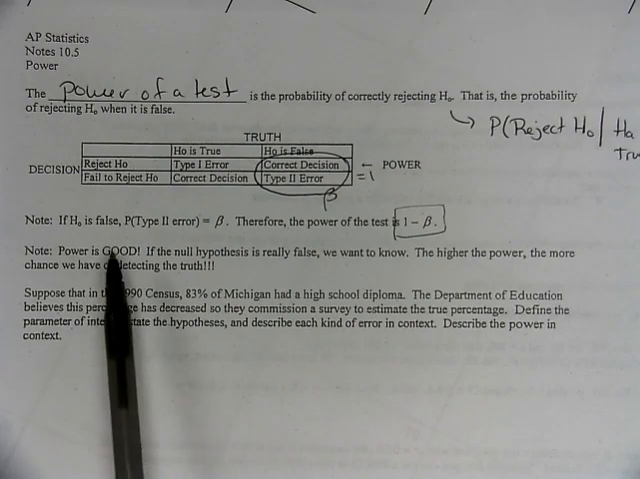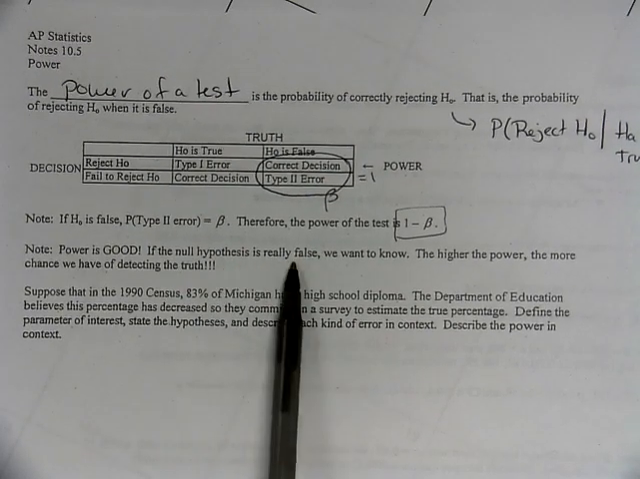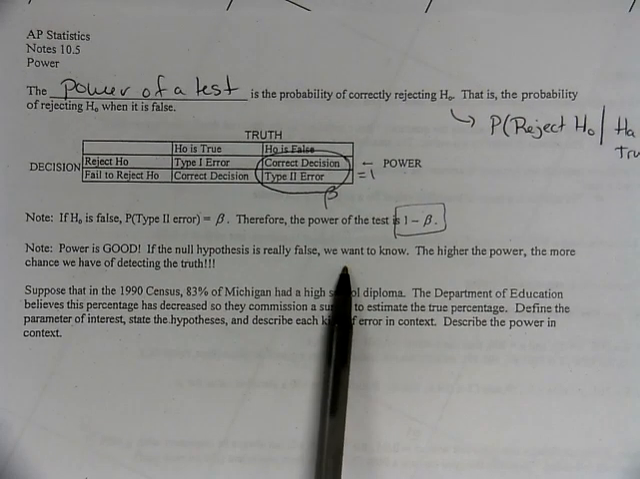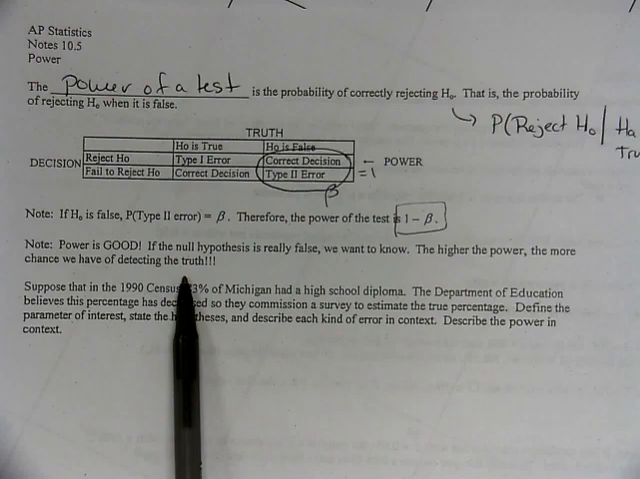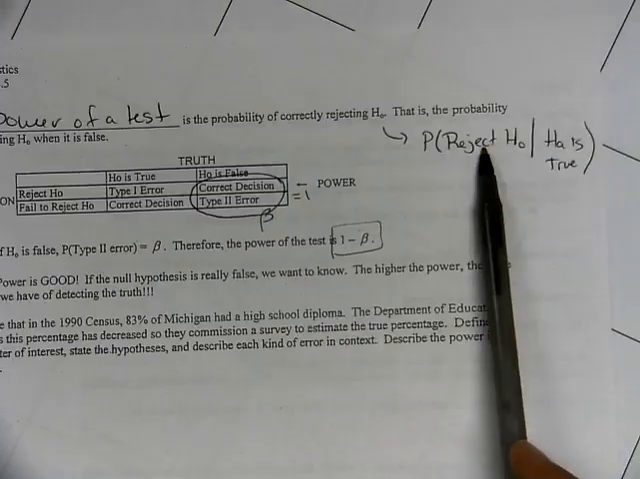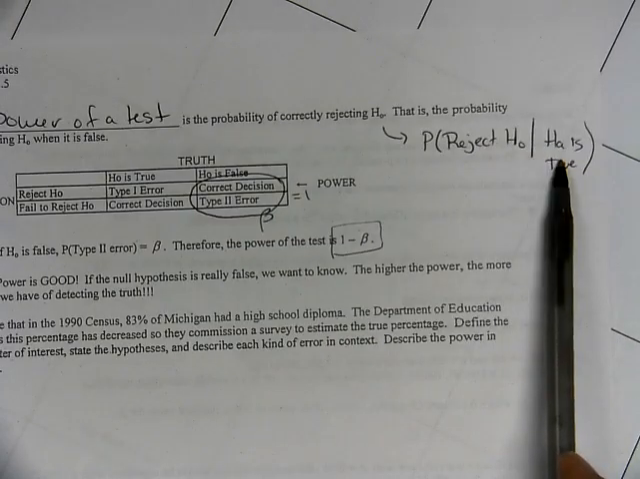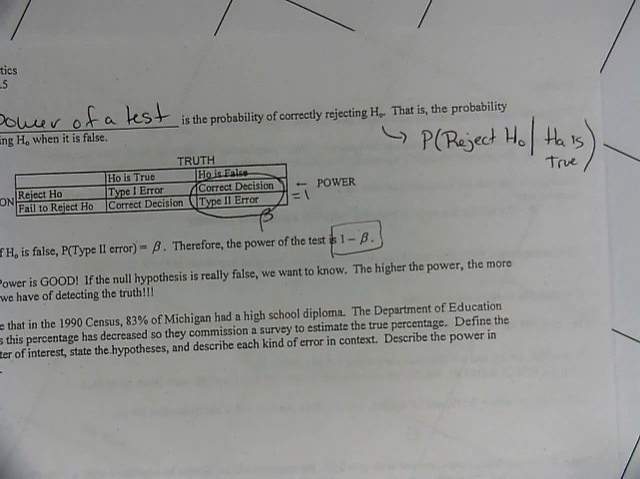The power of a test is good. If the null hypothesis is really false, we want to know that. So the higher the power, the more chance we have of detecting the truth. Right? Because this is saying you're rejecting the null hypothesis when the alternate is true. So you want a high probability.